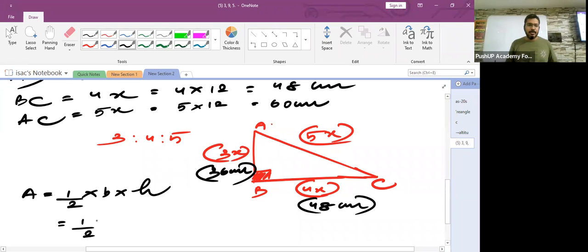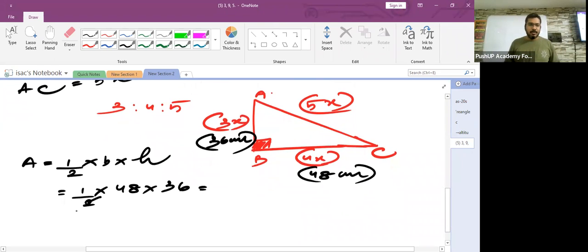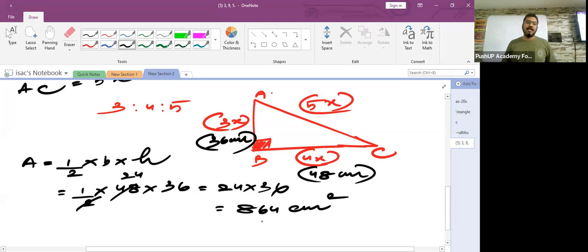So 1/2 into base is 24. What is this corresponding height? 36. Children, just do this and you will get the same answer which is given in the textbook. I bet on you. So how much is 24 into 36? Just find this. 864. Very good. Is it given in the textbook? 864? Yes. 864 centimeters square is the answer.